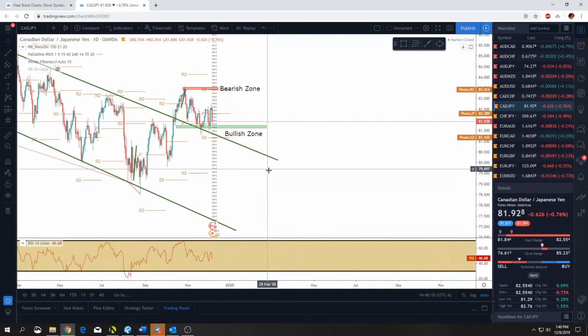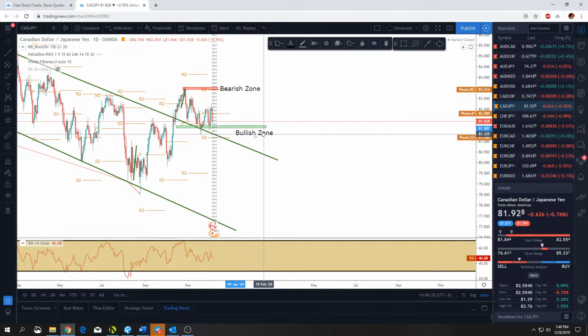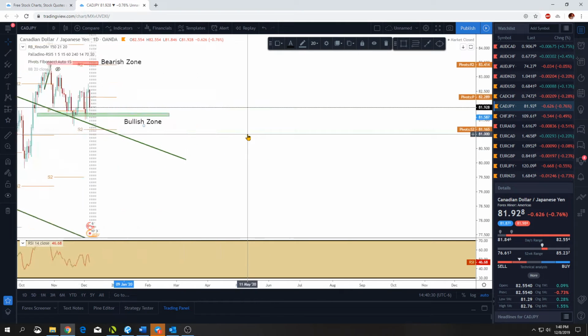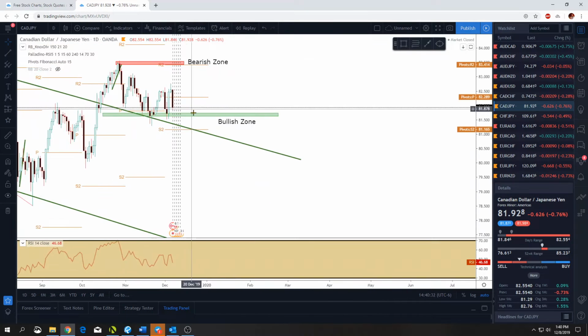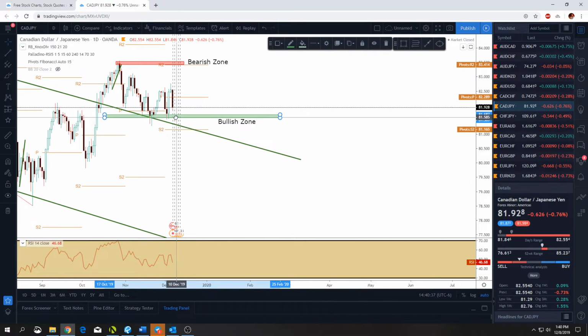Canadian dollar, Japanese yen, kind of the same thing. We broke through here, and price has just been touching this former resistance as support, and you can see it's kind of flattened out. So what we want to see is price come back down, test these levels, start respecting this support, and then we're going to get bullish here and try to make a play back to the pivot, possibly back up to our bearish zone.